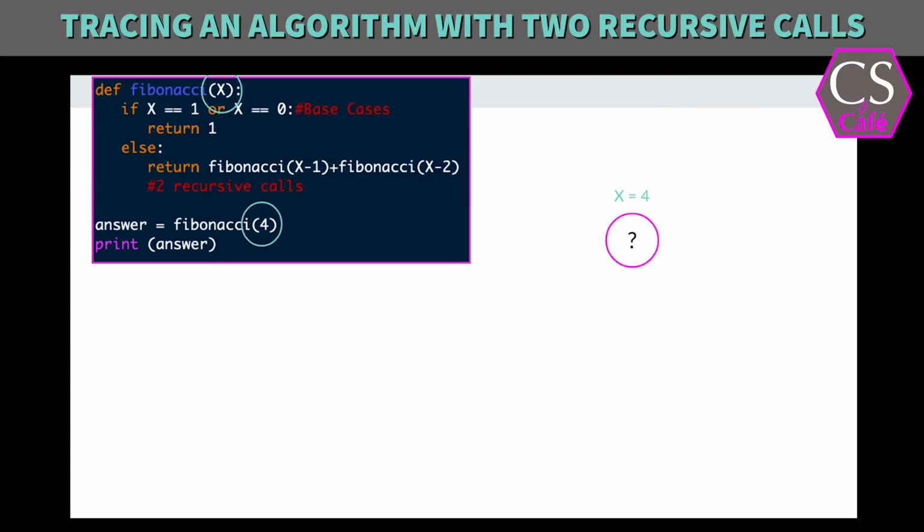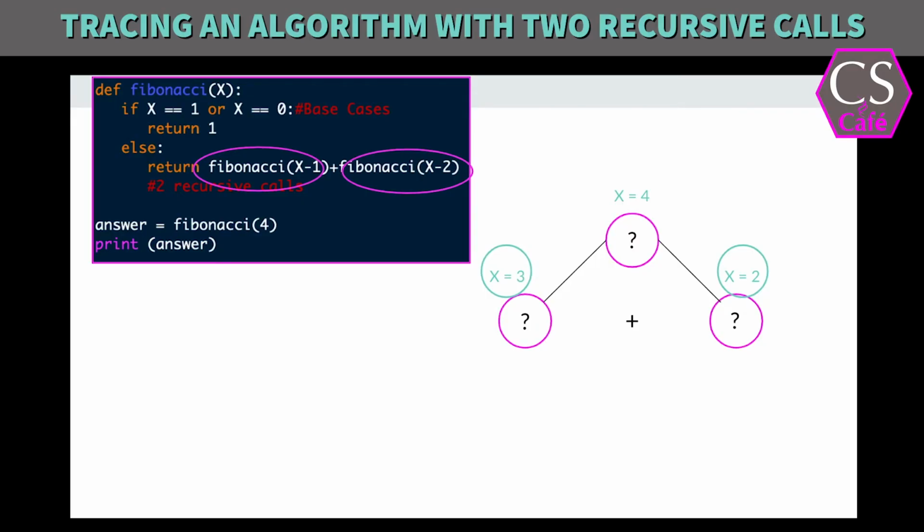So to start off, if x equals 4, then we don't know what the Fibonacci of this is. So we take the first value, Fibonacci of x minus 1, and we take that to the left, and the second value of Fibonacci x minus 2, and we take that to the right. So on the left of this binary tree we have x equals 3, and on the right of this binary tree we have x equals 2. Eventually we will add these two values together, which will give us the value of Fibonacci 4.